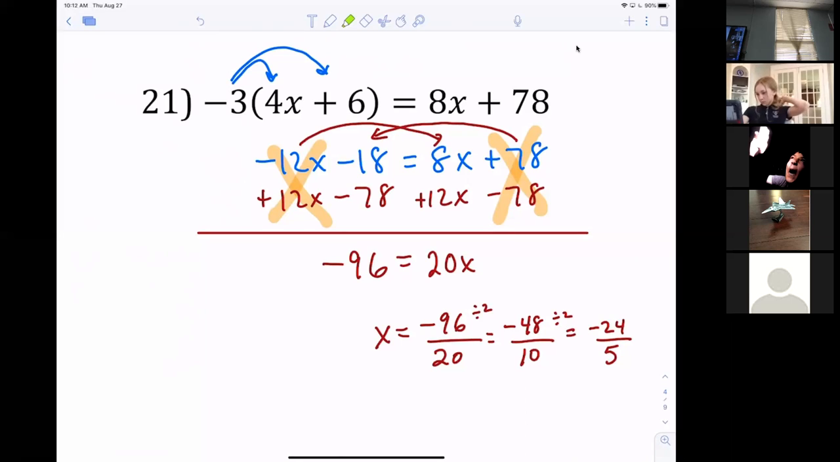Yeah, I was just making sure I had the right answer. I did. But these ones are trickier, I think. Yes, they are. All right, they are.